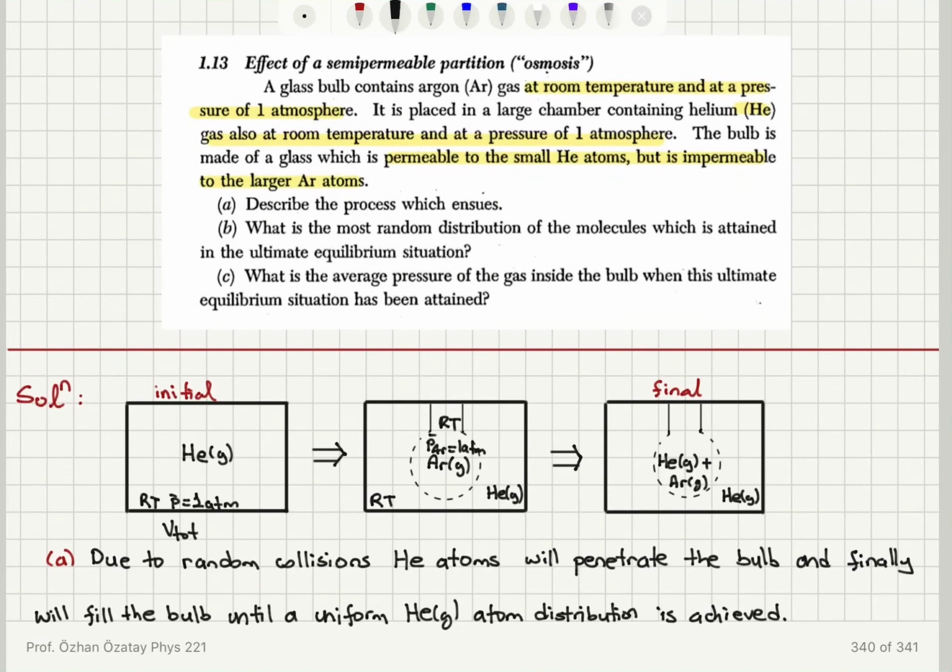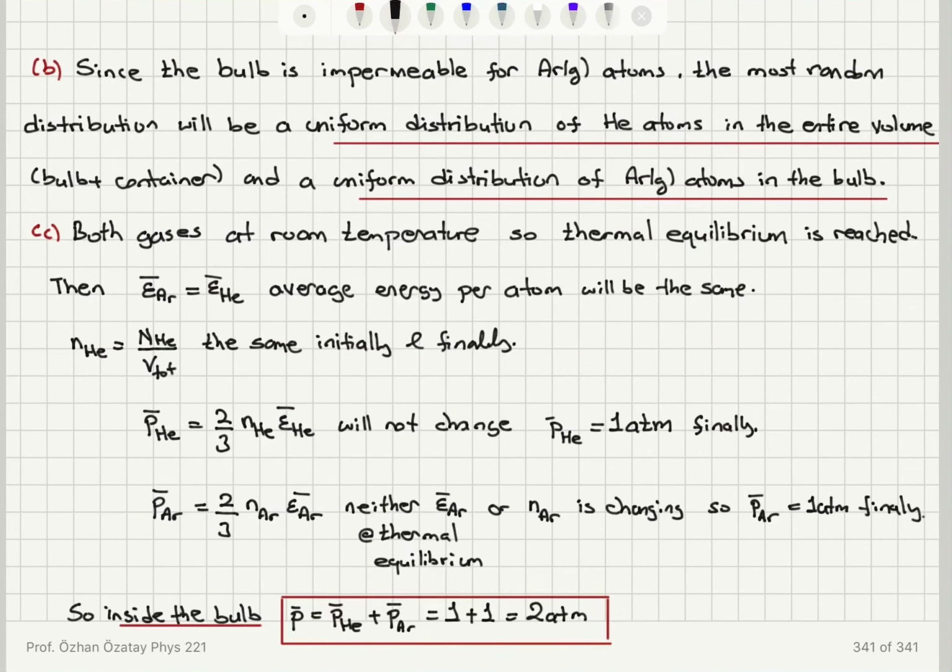So the effect of a semi-permeable partition is to have a build-up of pressure inside the glass, which is driven by the concentration gradient for helium atoms. So when the helium atoms fill the glass bulb, but argon atoms are not allowed to escape from the glass bulb, we have a build-up of pressure, and the final pressure is 2 atmospheres.